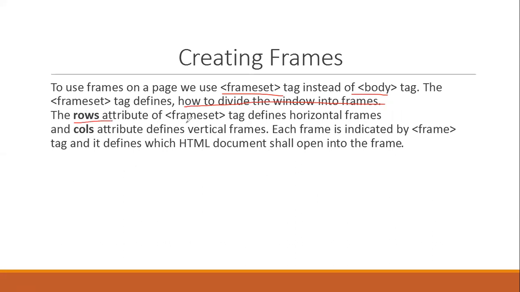The rows attribute of a frameset tag defines horizontal frames, and the cols attribute defines vertical frames. Each frame is indicated by the frame tag, and it defines which HTML document shall be opened in the frame. So whatever you have given in the attribute decides whether the page is divided into rows or into columns. These are dependent on the frameset.